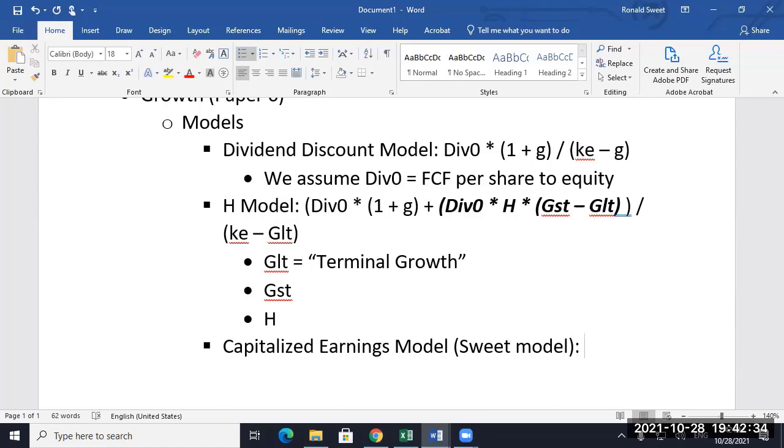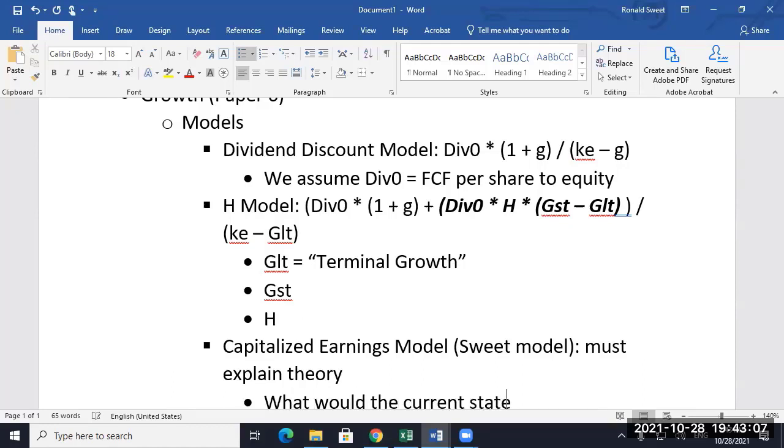All right, so you must explain this one, the theory behind this one, because if you just tell someone, hey, the capitalized earnings model was this, no one's going to know what that means. Dr. Damodaran has talked about this model, but he doesn't call it this. And he's talked about what a horrible model it is, and you should never use it. I disagree with him on that, but he's a lot smarter than I am, but you still can use this model. So essentially what this model does is it says, what would the current state of this firm be worth?